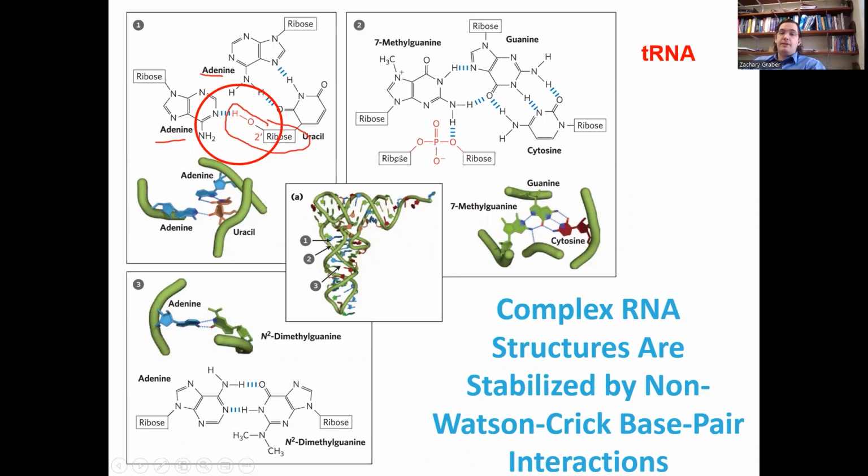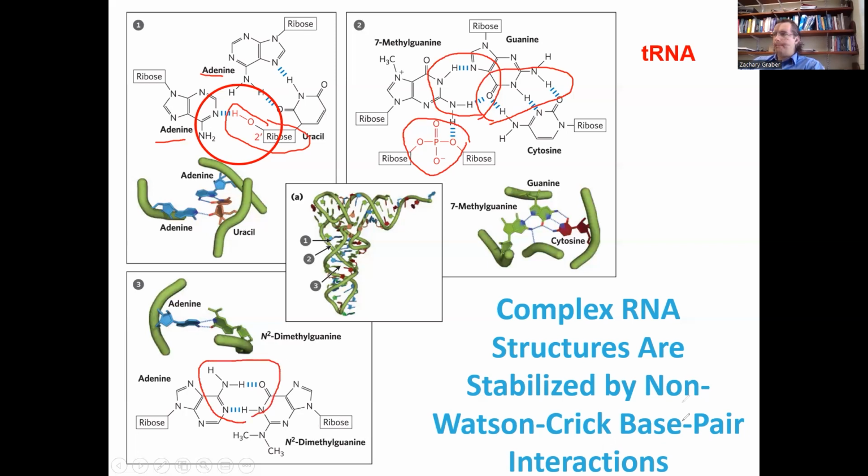On the top right here, we see an interaction between 2 guanines as well as a cytosine. So our guanines are interacting together almost like they would in a G-Quadruplex. We have our standard base pairing happening over here with our cytosine, and we even have a phosphate involved. This would be from our phosphate backbone connecting between our ribose sugars. And of course, you can see another non-standard interaction down here between an adenine and a modified guanine.